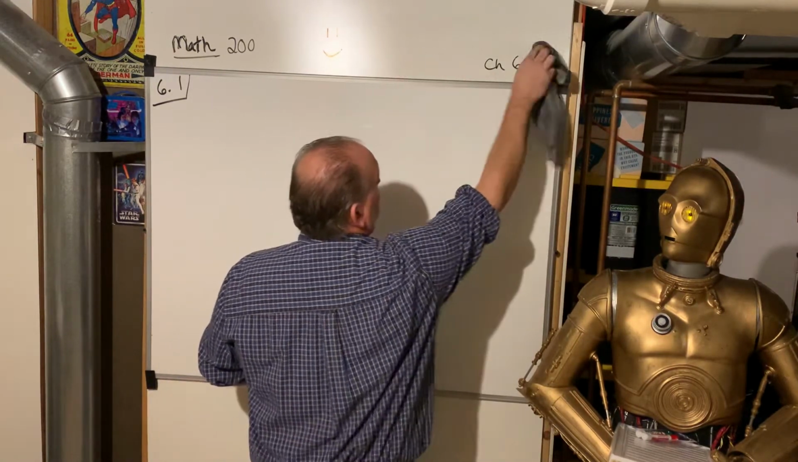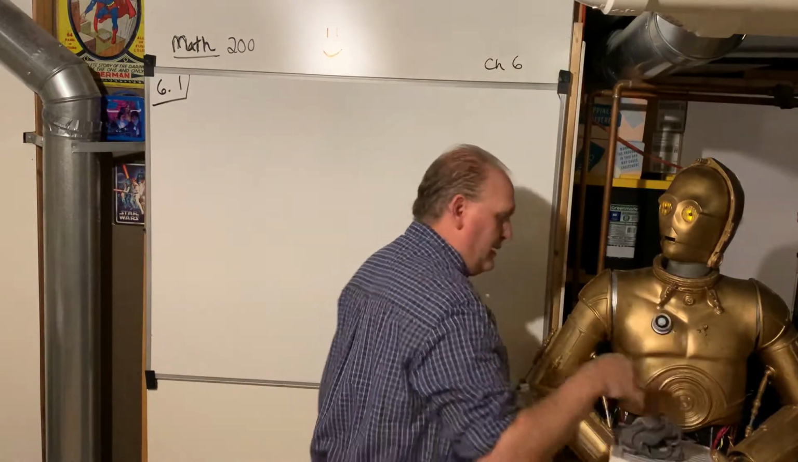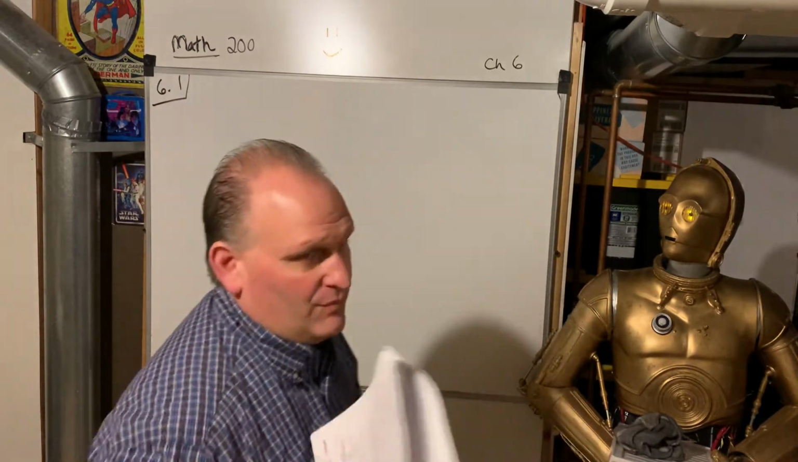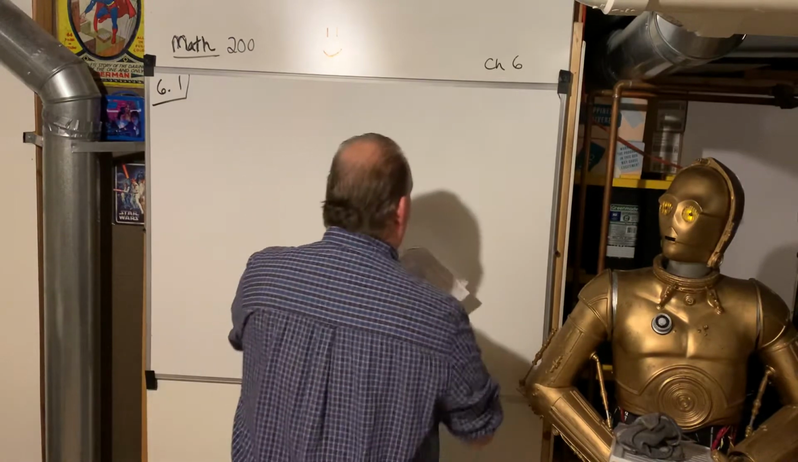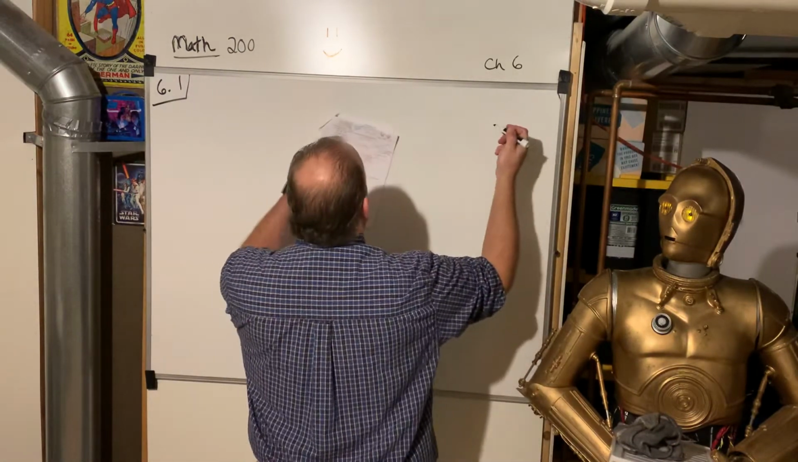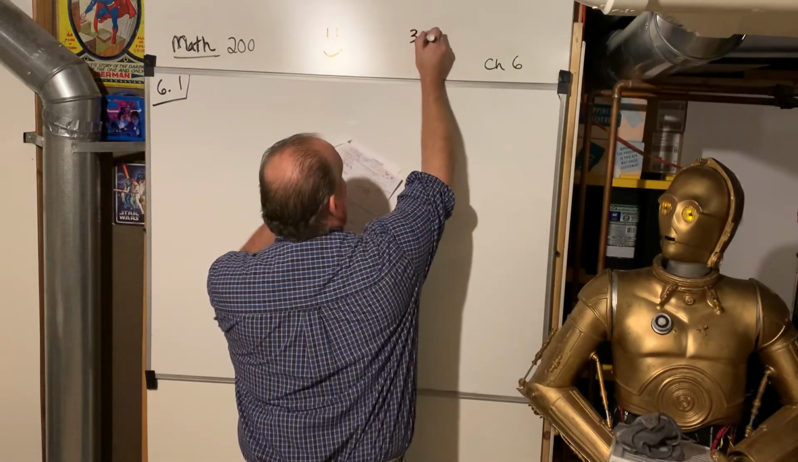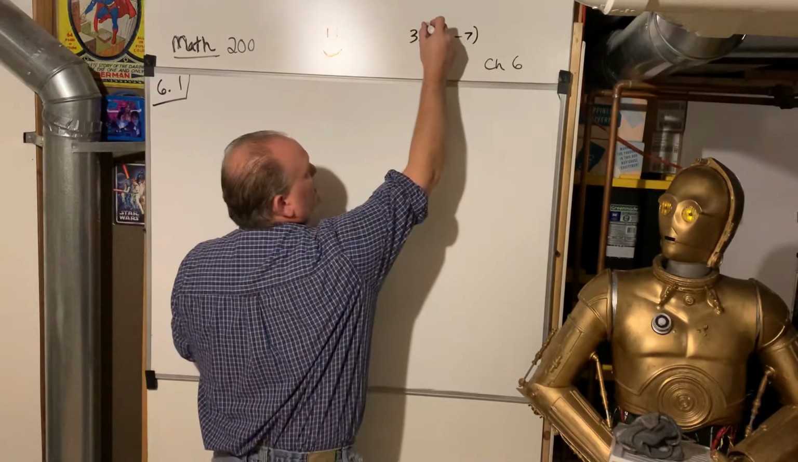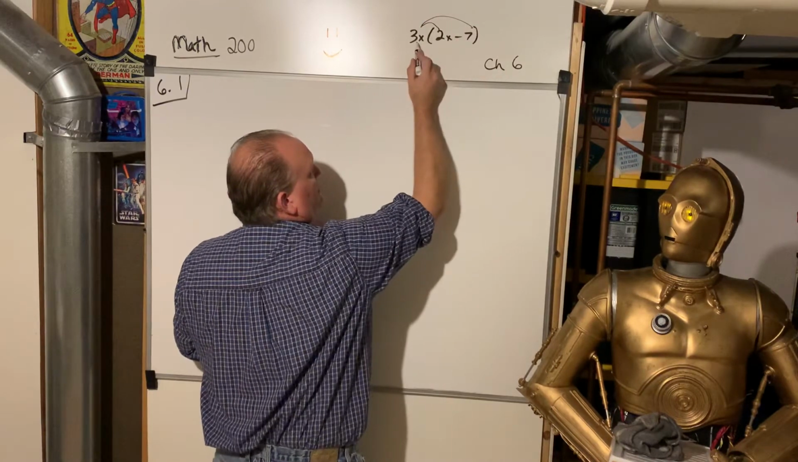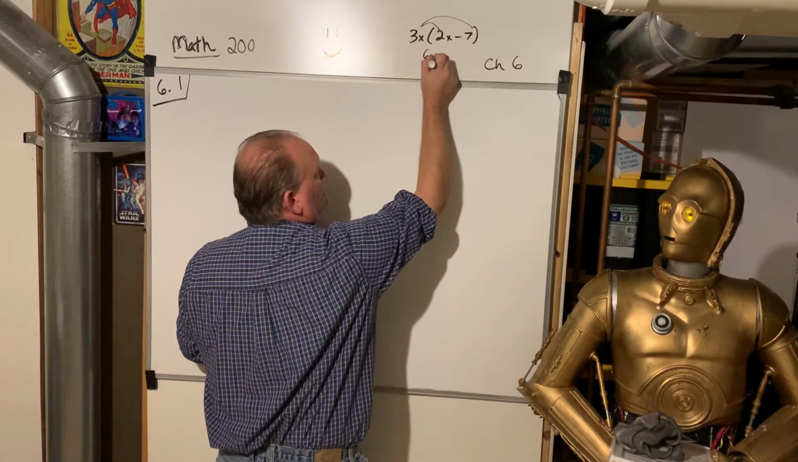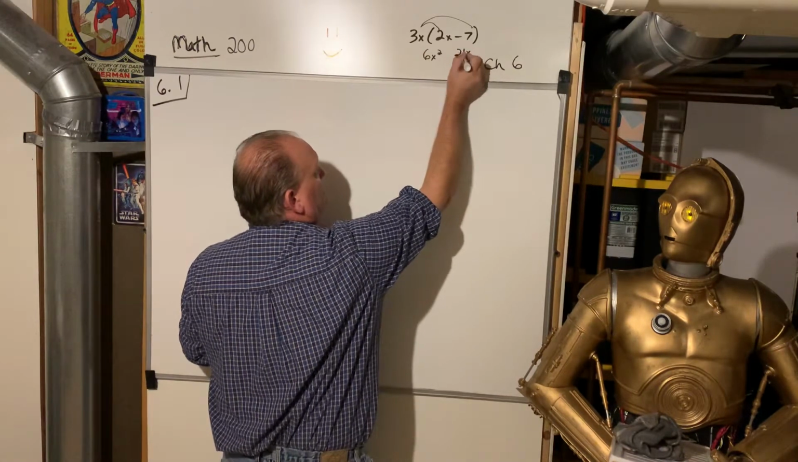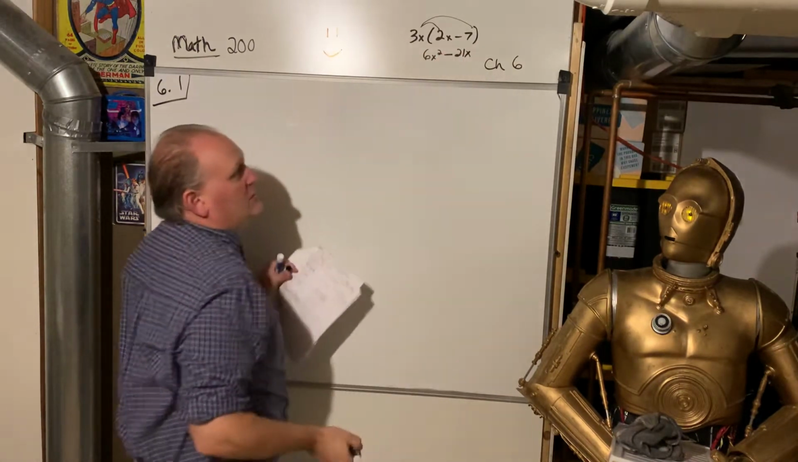I know they have backup cameras and little beepy things, and that helps, but it's still more challenging to drive a car in reverse. In the same way, it's more challenging to factor out the greatest common factor than it is just to distribute. So here, look. If I had 3x times 2x minus 7, and I wanted to do the distributive property, these would be the steps. I'd just take 3x times 2x, that's 6x squared. I'd just take 3x times 7, that's just 21x, and then I put the minus back in between them, all right?